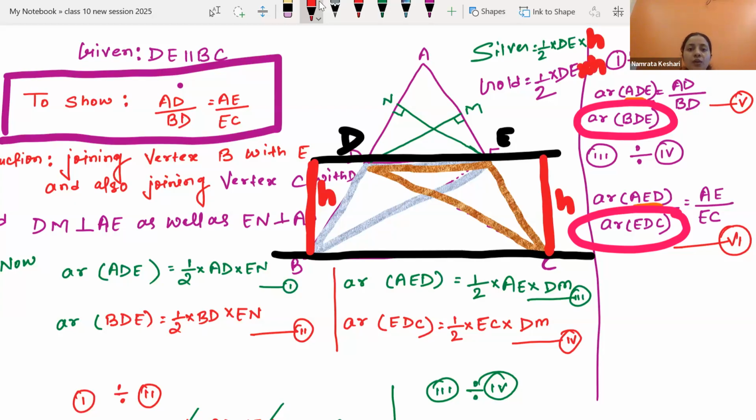Okay, so can I say that this silver one and the golden one, these two triangles will have the same area? Can I say that? Area of triangles having the same base lying between two parallel lines will always be same. Can we say that? Samia, Afreen, Rayan, Inan, are you getting it? Yes or no?